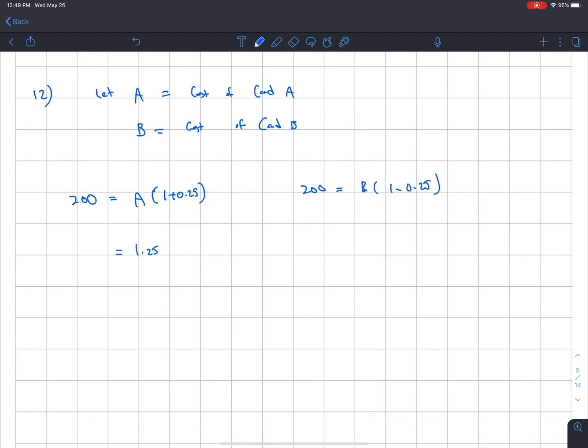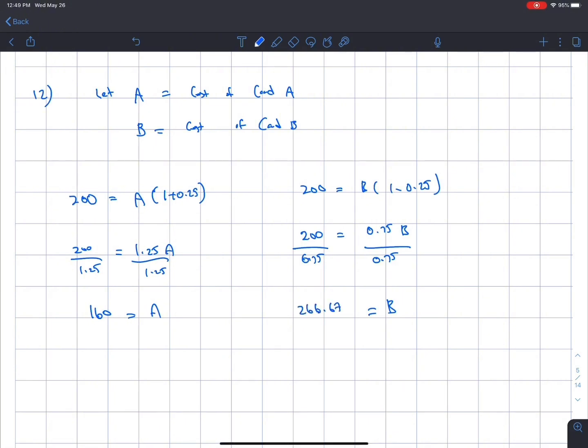So now I get 1.25 A equals 200. Divide both sides by 1.25. We get A equals 160. Same idea on the other side. 1 minus 0.25 is 0.75. Divide both sides by 0.75. We get B equals 266.67. So therefore, the total cost equals 160 for card A and 266.67 for card B.